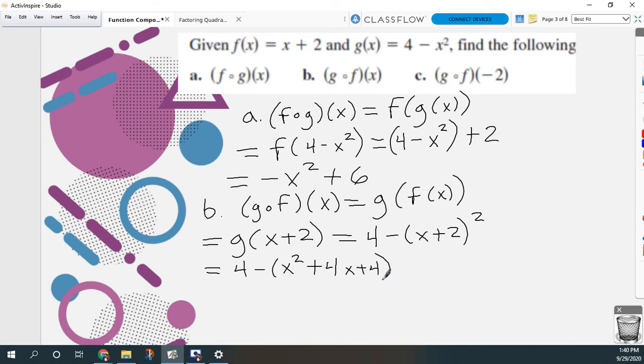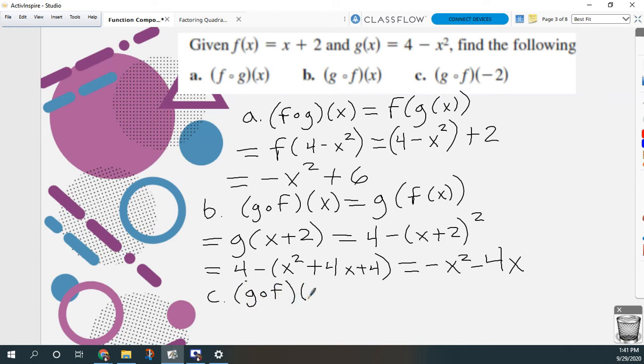And then I want to subtract. So we end up with negative x squared minus 4x. And it's important to note that we do not end up with the same thing. So our composite functions are not commutative. I can't do them either way. With my composite function, the order matters. And that's going to be important. So for our last one, we have g composite f of negative 2. And we could do this one of two ways.